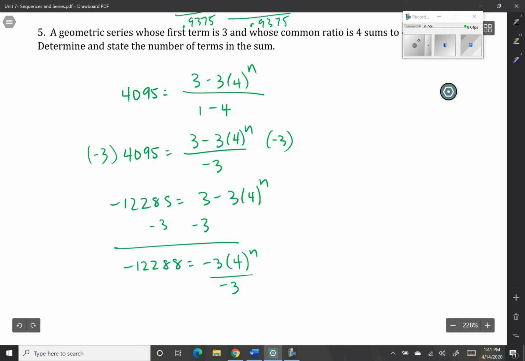then divide by -3. I don't know if you guys could hear my daughter getting absolutely nuts upstairs. I apologize for that.